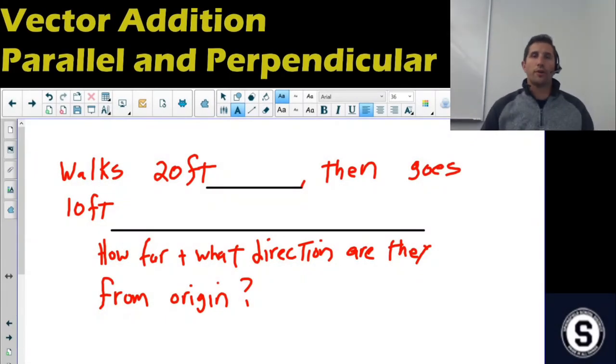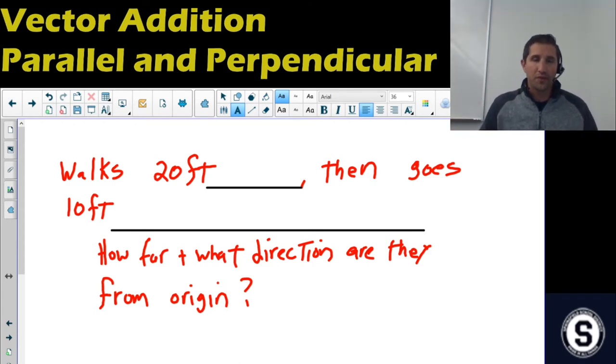So today we're going to talk about how to add vectors together when the vectors are either parallel to each other or perpendicular to each other. Now, these vectors could be displacement vectors, force vectors, velocities, all sorts of things. But I think the easiest way to visualize and understand what we're doing is to talk about it in terms of distances or displacements. I'm going to use that as the example just to give us a nice visual, and then we'll work from there.